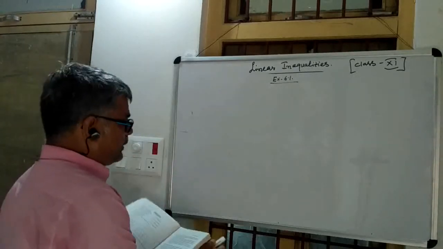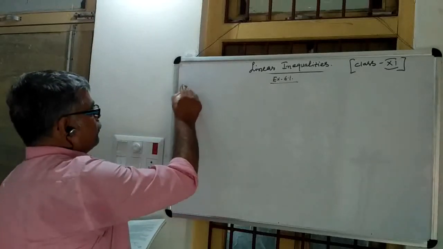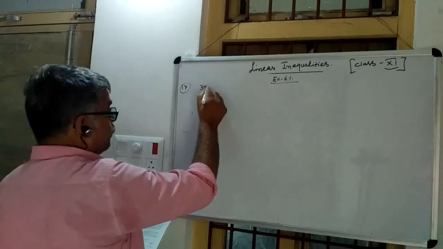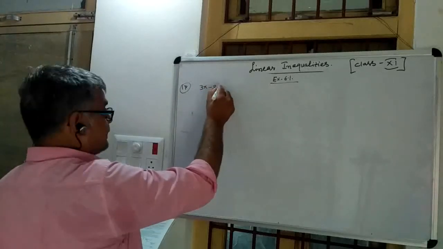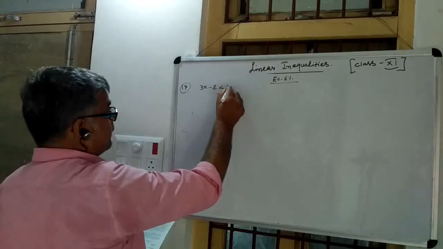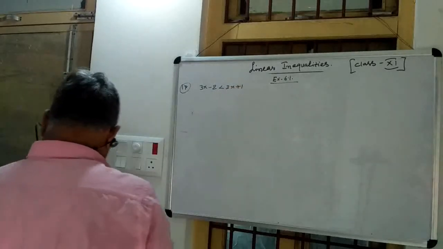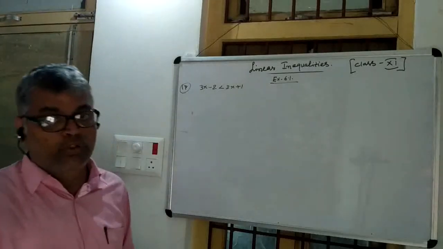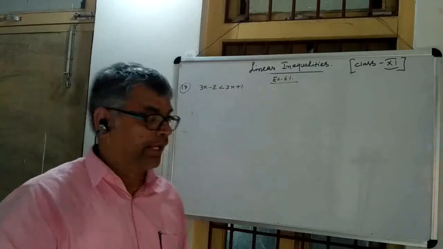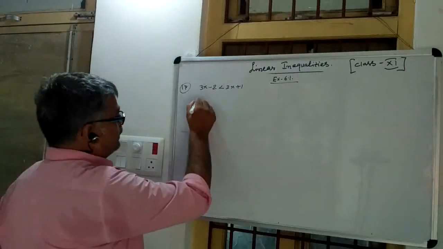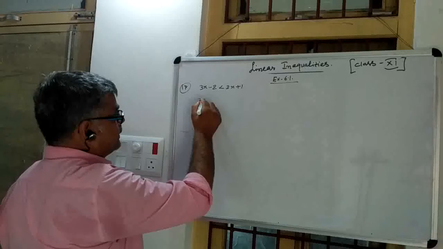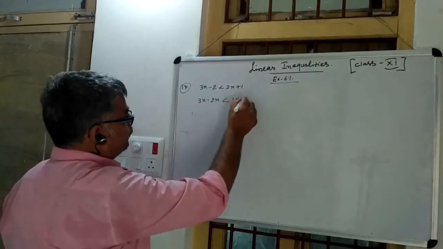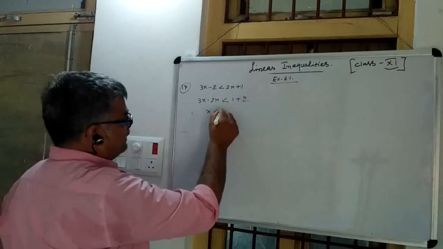So our first question is 17. Let's see question number 17: 3x - 2 < 2x + 1. This is the inequality which we have to solve and represent the solution graphically on the number line. So students, first you transpose the variables towards the LHS. So 3x minus 2x is less than 1 plus 2, that is x is less than 3.